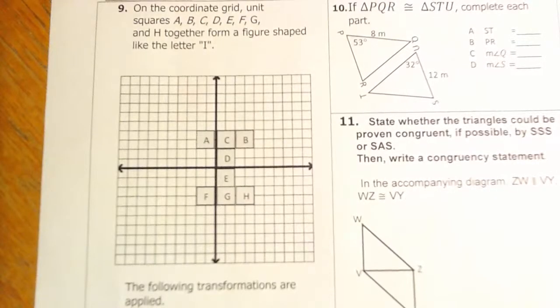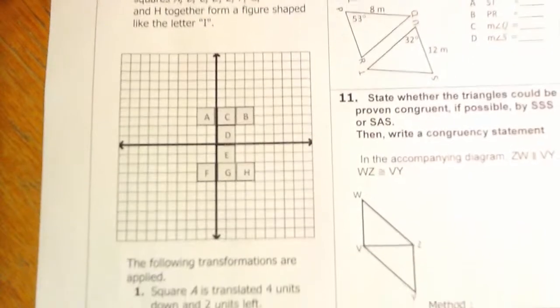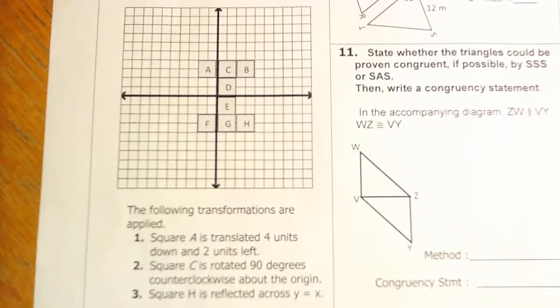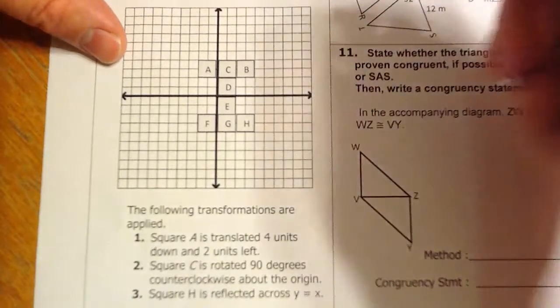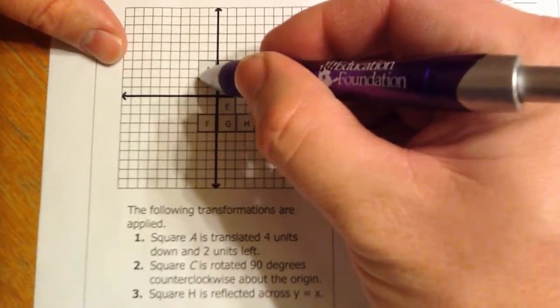Okay, question number 9 on the coordinate grid. Unit squares A, B, C, D, E, F, G, and H together form the figure shaped like the letter I. So here's the figure. The following transformations are applied. Square A is translated 4 units down and 2 units left. So the point up here, 4 units down.